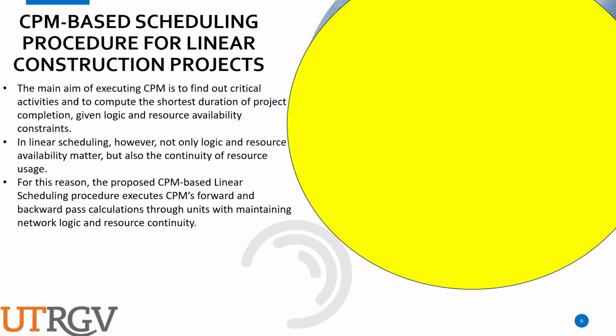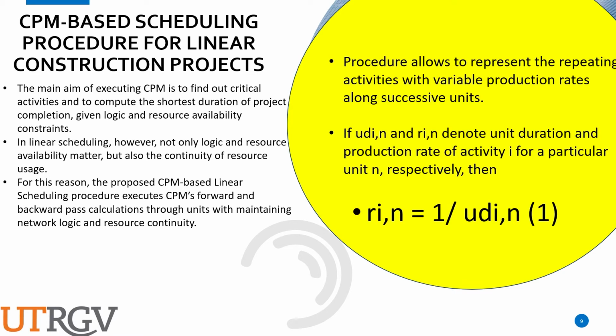The aim of CPM is to find out the critical activities and compute the shortest path duration to finish the project, considering the logic and resource availability constraints. In linear scheduling, however, not only logic and resource availability matter, but also the continuity of resource usage of the four M's: manpower, money, machines. For this reason, the proposed CPM-based linear scheduling procedure executes CPM's forward and backward path calculation, but this one uses the network logic and resource continuity. In the other one, the resources don't matter.